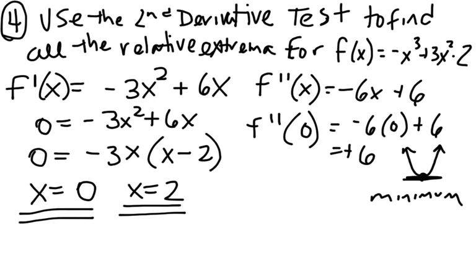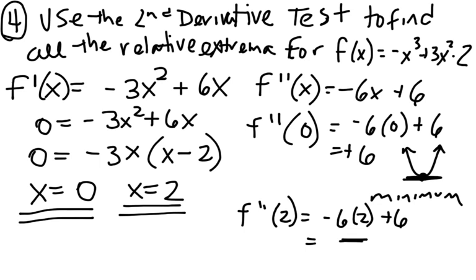Okay. Now let's check for the other one when x is 2. Negative 6 times 2 plus 6 is equal to negative 12 plus 6. That's a negative 6. This is a negative quantity. So my second derivative is negative. That means I'm concave down. My first derivative is 0, horizontal tangent line. This means I'm at a maximum at that point.